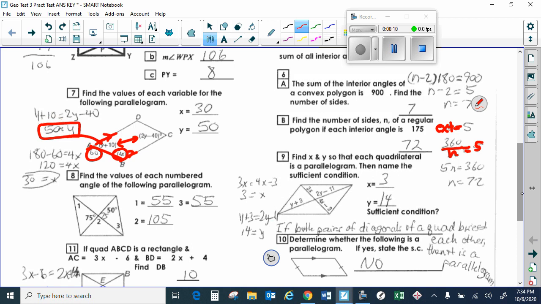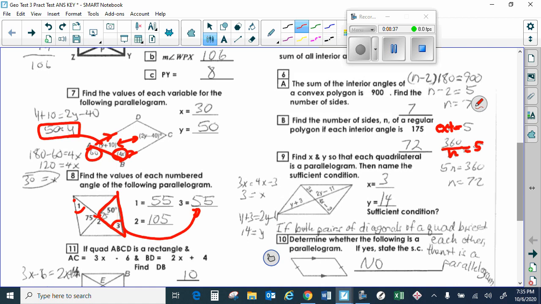Number 8, find the values of each numbered angle of the following parallelogram. Well, obviously we have vertical angles here, so that's easy right there. And if that's 50, we have 2 of the 3, so we have the triangle sum theorem. 75 plus 50 is 125. Subtract that from 180, that gives me angle 3 of 55 degrees. Don't forget it's a parallelogram, so alternate interior angles are congruent. So if 3 is 55, 1 has to be 55.